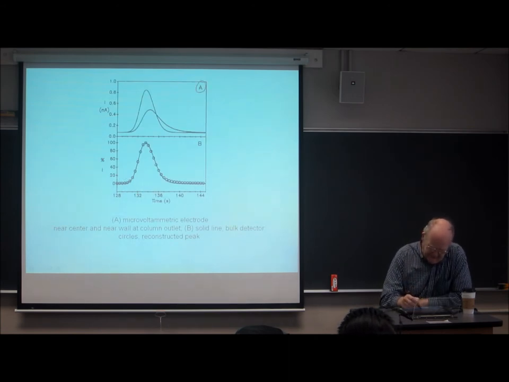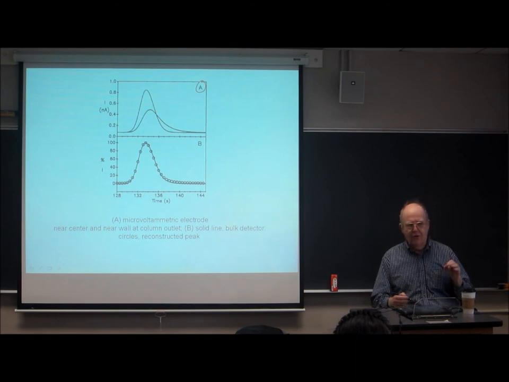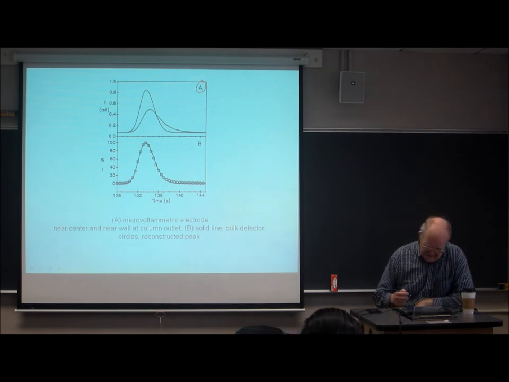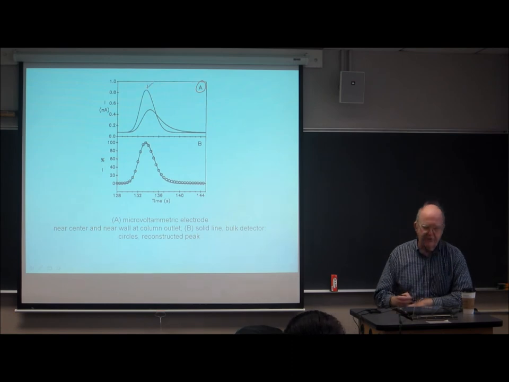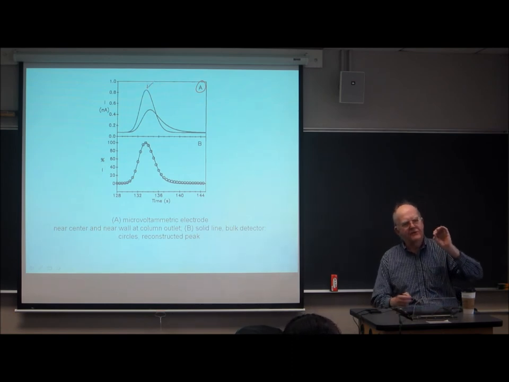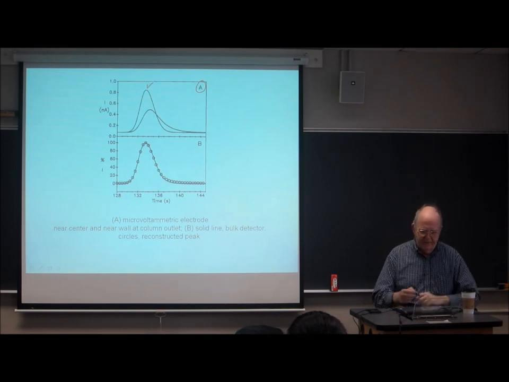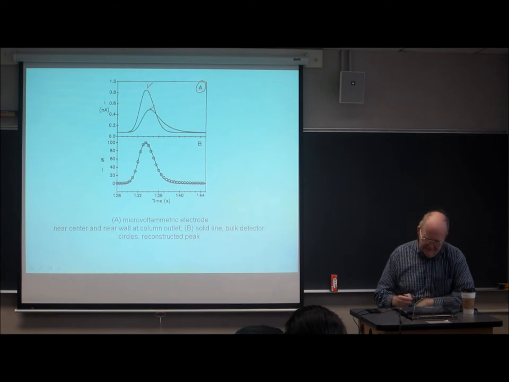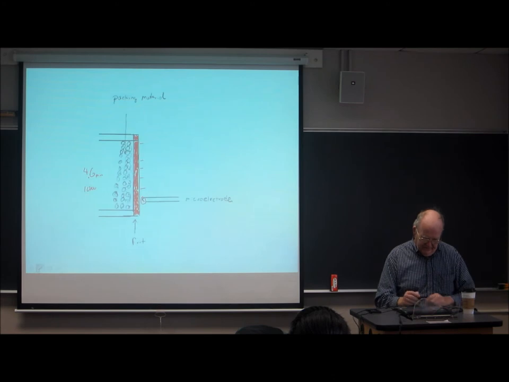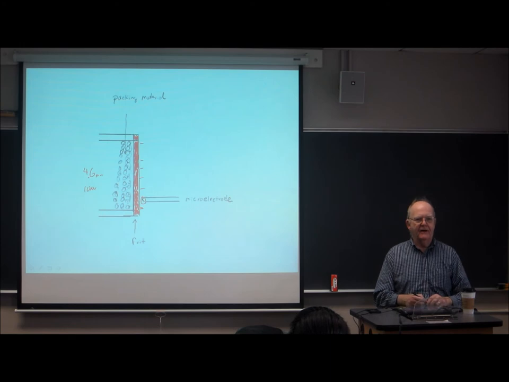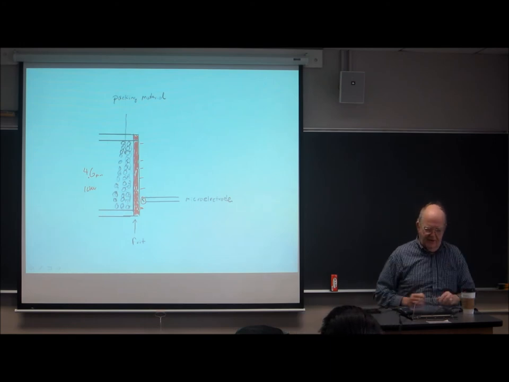Okay, so this is the chromatogram recorded with the microelectrodes. This chromatogram is recorded with the electrode as close to the dead center of the column as he could get. And this one is recorded with the electrode right about there. He thinks it's just inside the wall of the column. Here's the wall of the column. And so that's just inside.